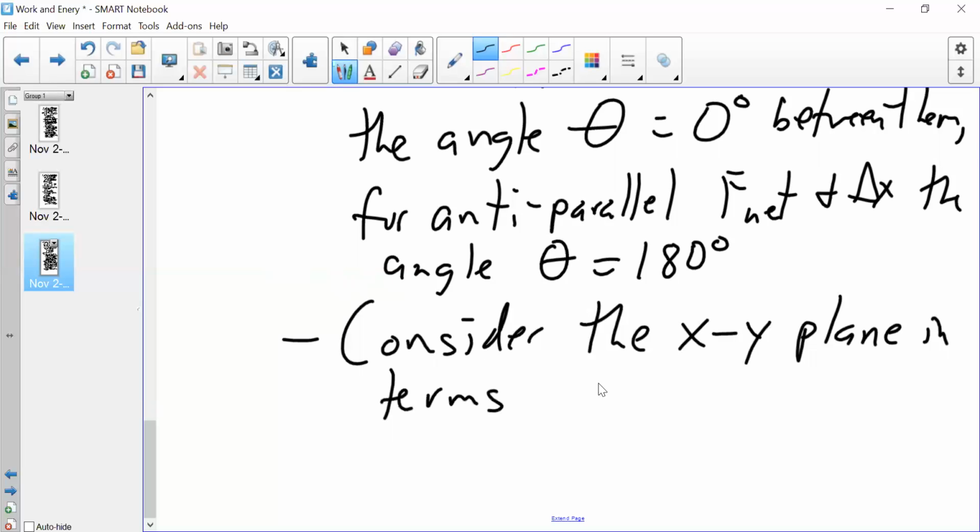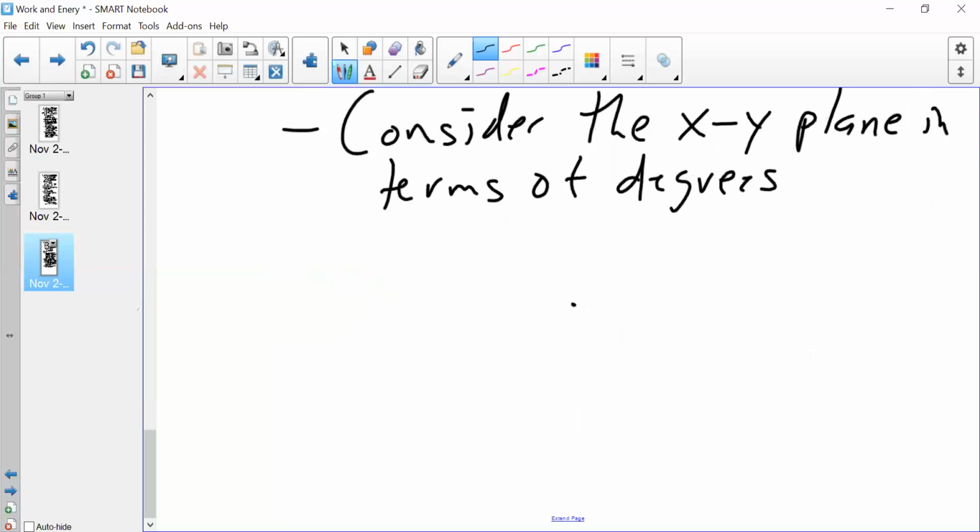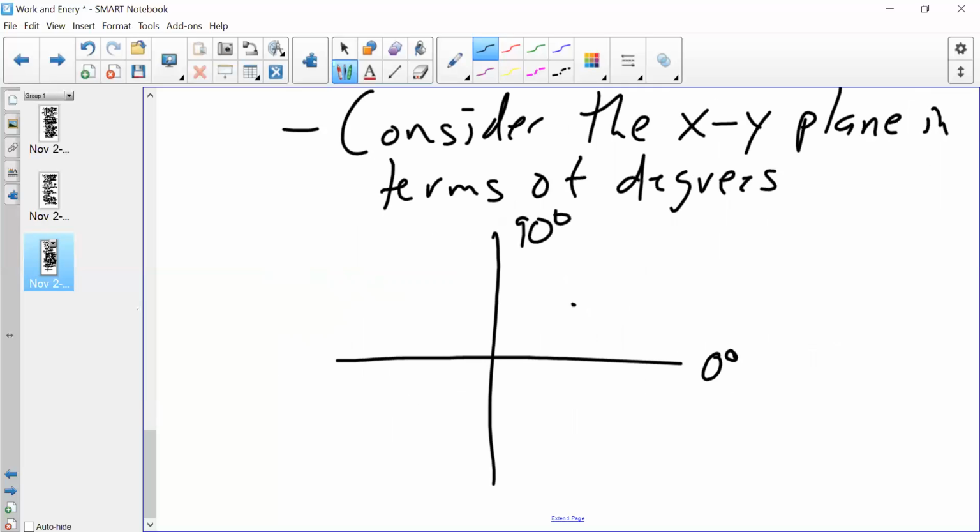That's why I stated, consider the XY plane in terms of the angles, right? Okay, so we have this guy here, and if we do the concept of the unit circle, the positive x-axis here will be 0 degrees, 90, pi over 2, 180, 270, and then back to 360 to complete the circle. Let's just start at 0 degrees.